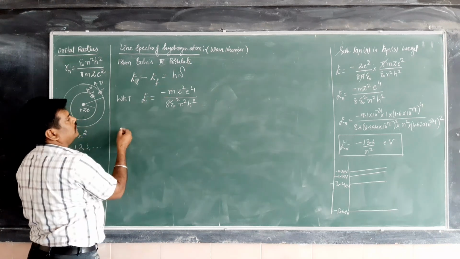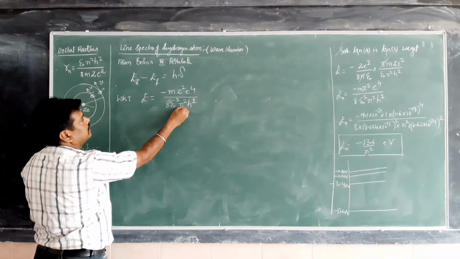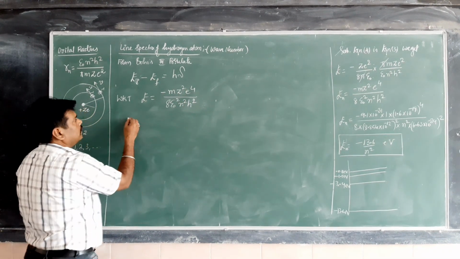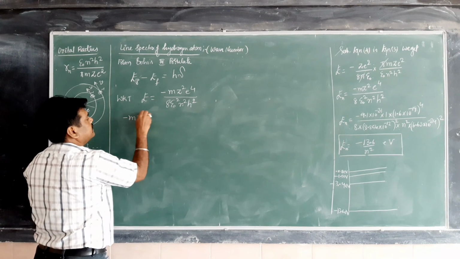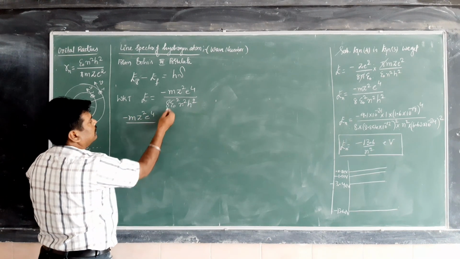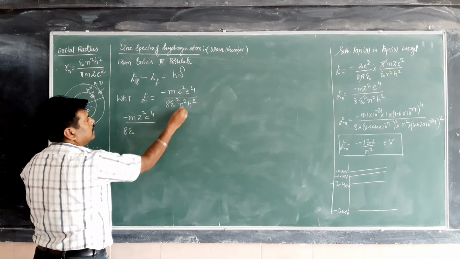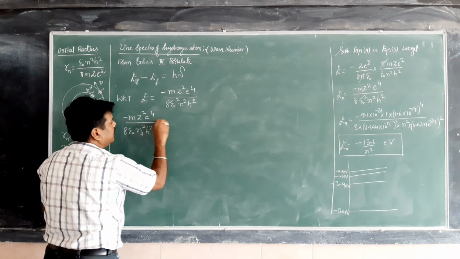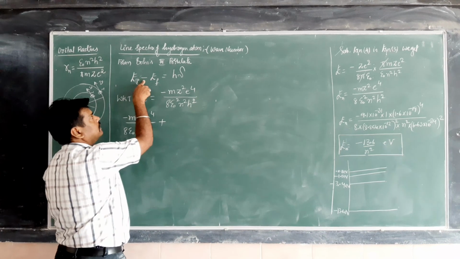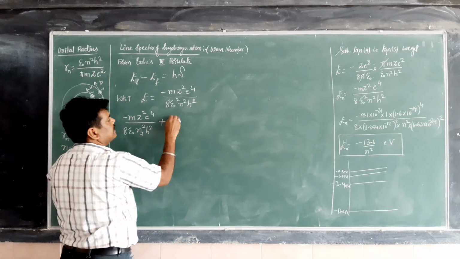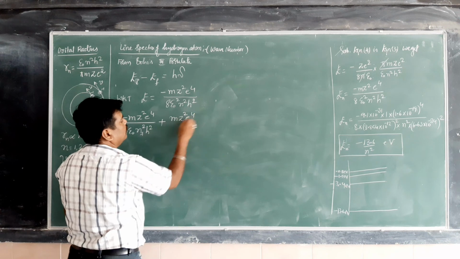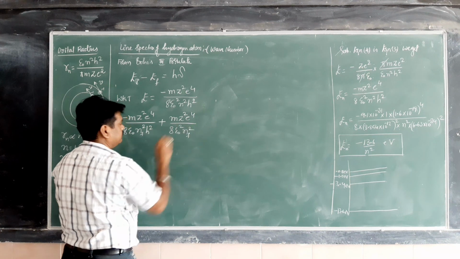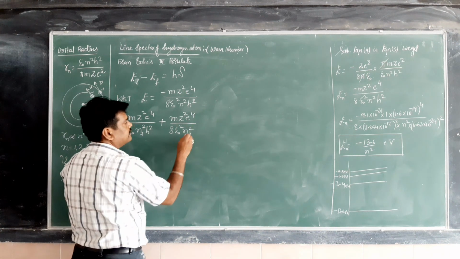Now I want to substitute all the values. Ei means Ni, Ef means Nf. The rest of all other quantities remain constant. So therefore, minus m Z squared e to the power of 4 divided by 8 epsilon naught squared Nf squared h squared, minus of minus becomes plus, m Z squared e to the power of 4 divided by 8 epsilon naught squared Ni squared h squared. Here it is minus, here it is minus, minus of minus is plus.